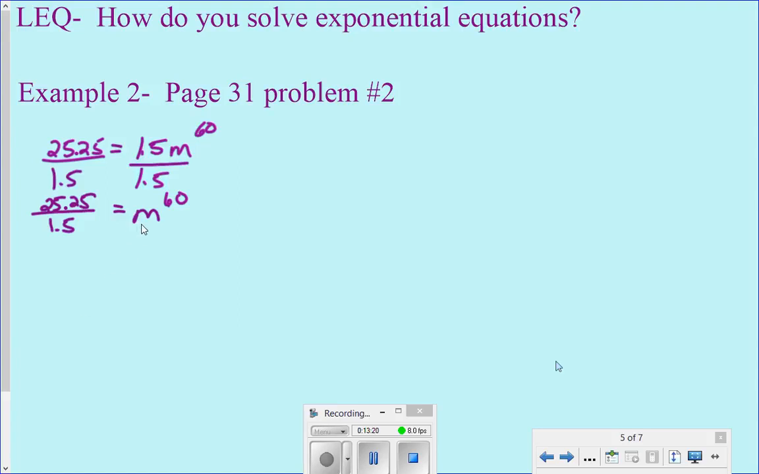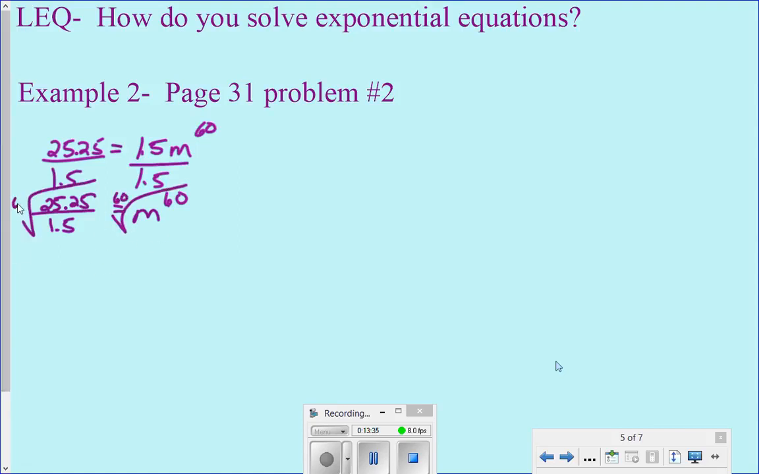Because I'm trying to solve for m. M is not the variable exponent. It's just a variable base. So if it was a variable exponent, then I would use logarithms. But this is a base. So I'm trying to undo the 60th power, which means I want the 60th root.